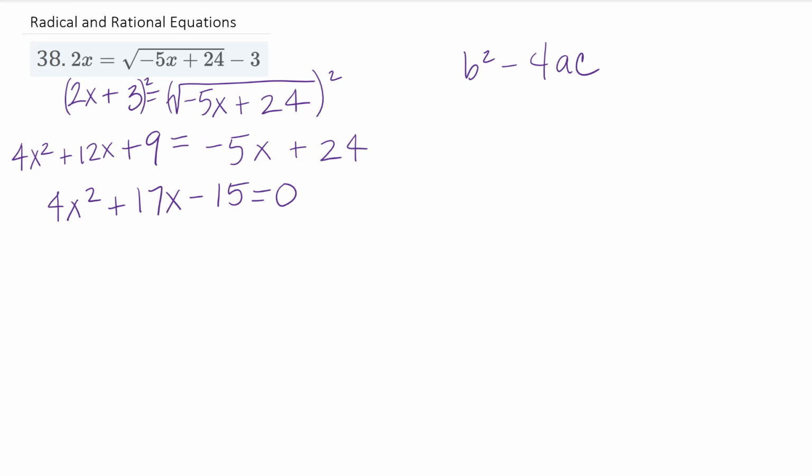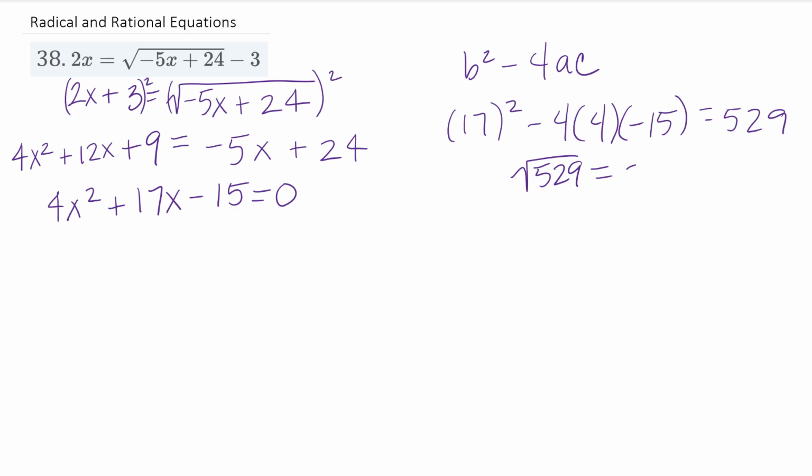So if you plug everything in, you end up getting 17 squared minus 4 times 4 times negative 15. This number is 529. If this is a perfect square, that means that my equation is factorable. If it is not, I just continue with my quadratic formula, which I already have my b squared minus 4ac figured out already. If you take the square root of 529, you end up getting 23. So that means this equation is factorable since our discriminant was a perfect square.